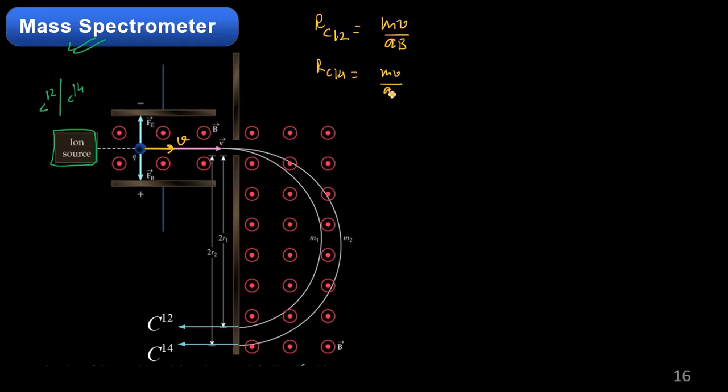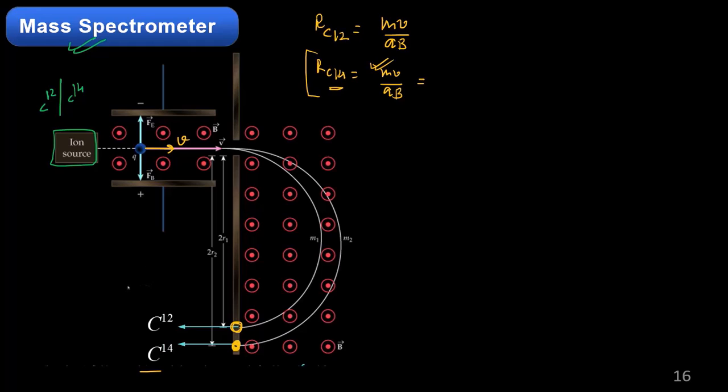But I know that C14 is heavier compared to C12, so the C14 radius will be more. Once I calculate this, I know the radius value. Depending on that radius, if I make a hole over here, from this hole the C14 will come out. Similarly, if I make another hole for the C12, from that hole the C12 will come out. Both are not coming out from the same hole.